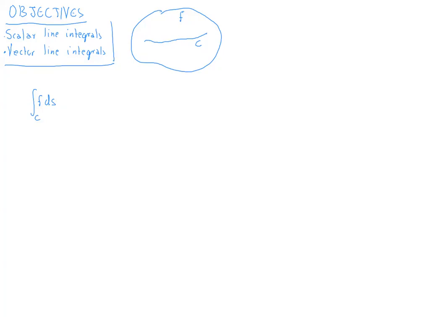And at least for computational purposes, what we need is a parameterization of the interval AB by a vector valued function r. And then this integral will become the integral of f of r of t times the speed of the corresponding motion from A to B.